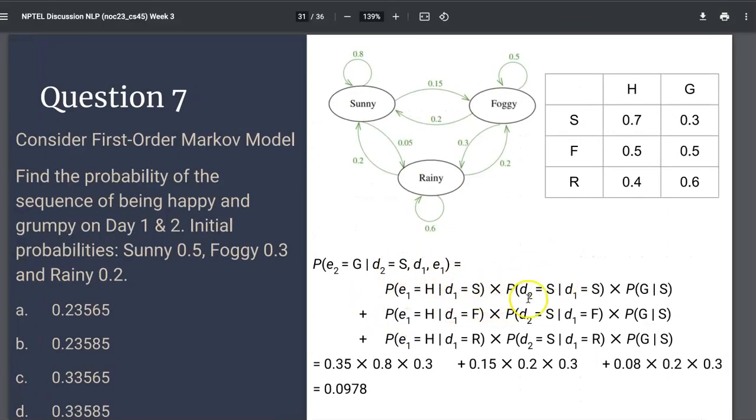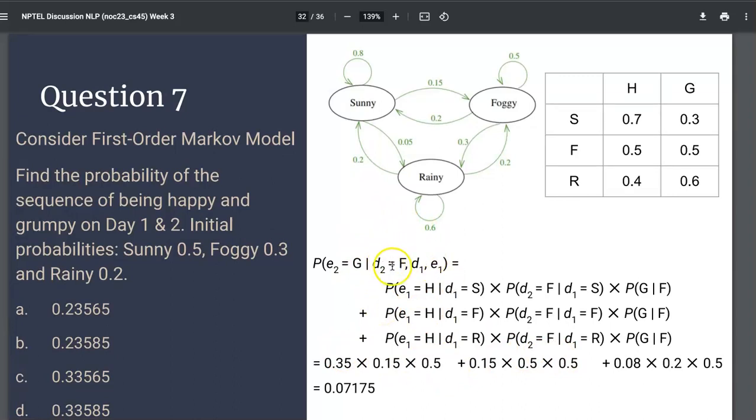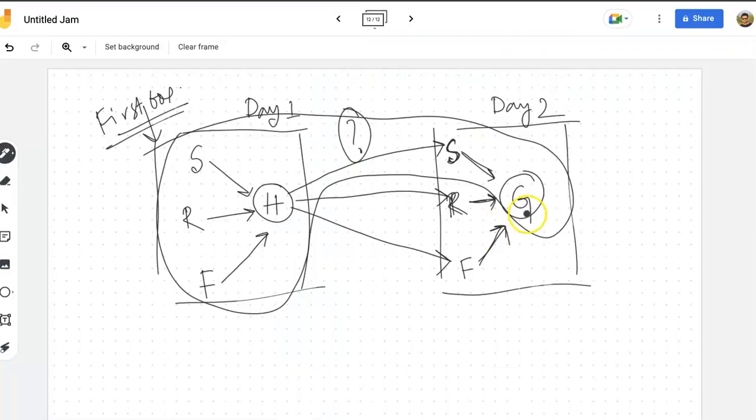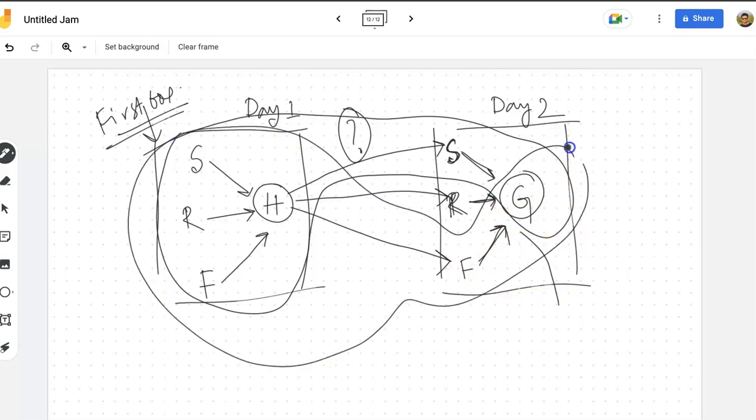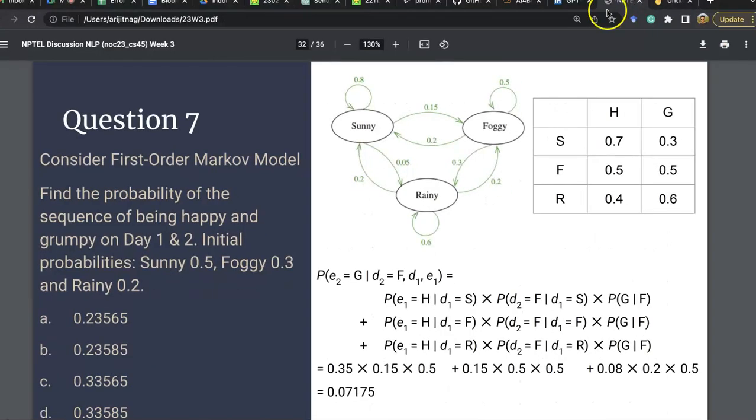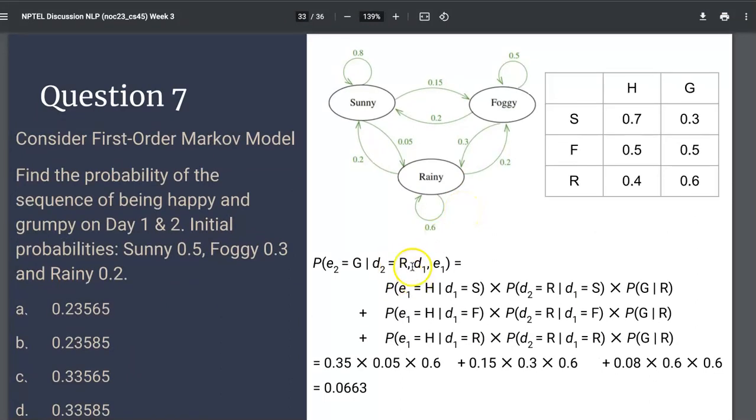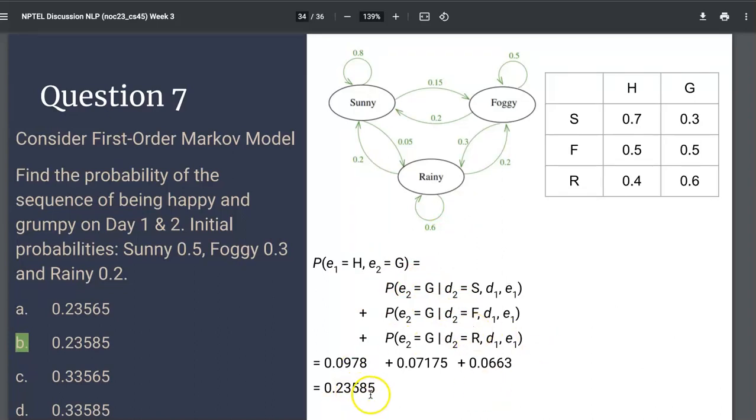You can see, they are summing all this up, and they will get that. Similarly, this is the second part. So day 1 I am grumpy, day 2 is foggy, so they are calculating this part. Okay. And similarly, next they will be calculating the middle part, and they will sum this up and get the final answer.